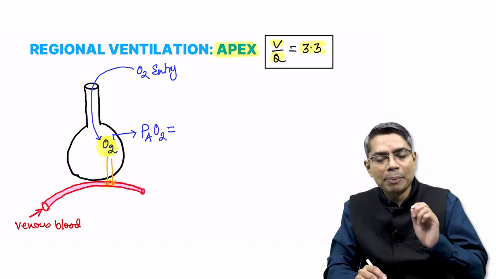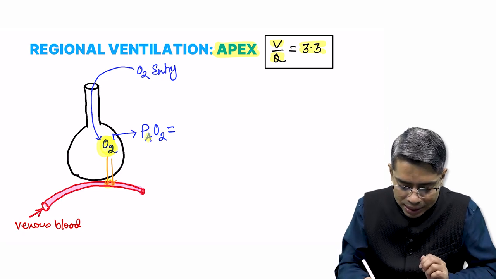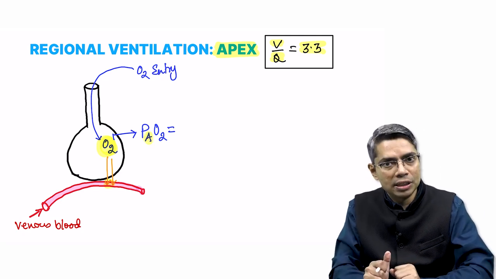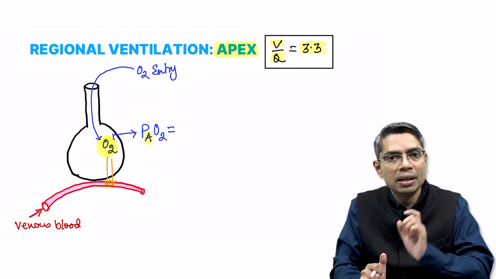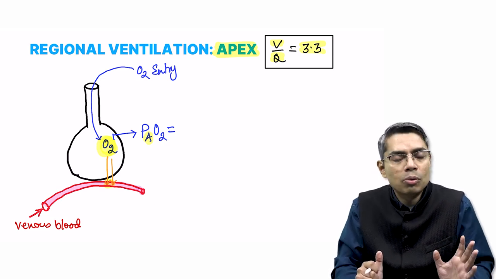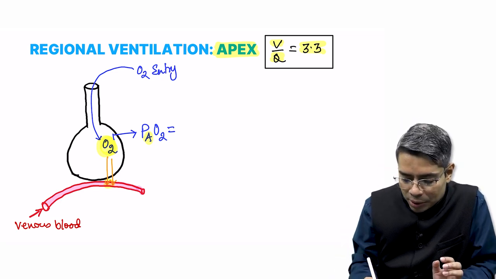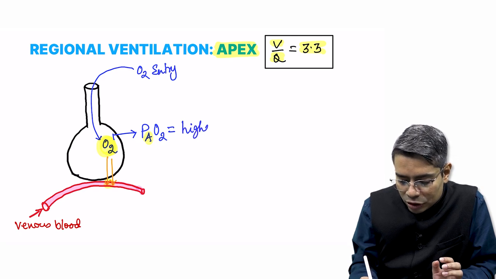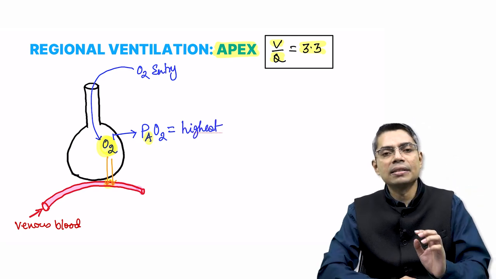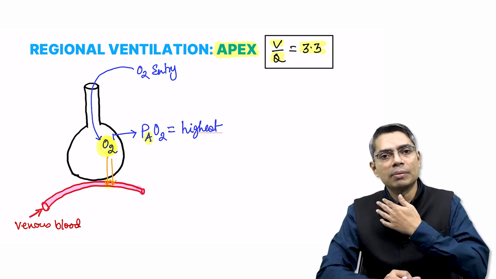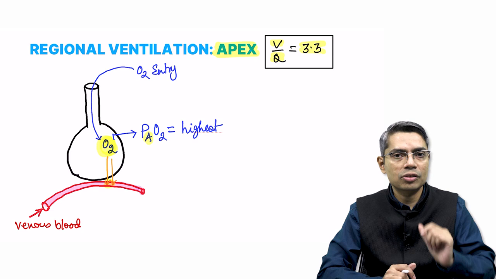It is written PAO2. This capital A indicates alveolar oxygen concentration. P for the partial pressure, capital A is the alveoli, O2 is the oxygen. So the partial pressure of oxygen, what will happen? It will be higher, not only higher, it will be the highest among any region of the alveoli starting from apex to the base. So try to understand once again.